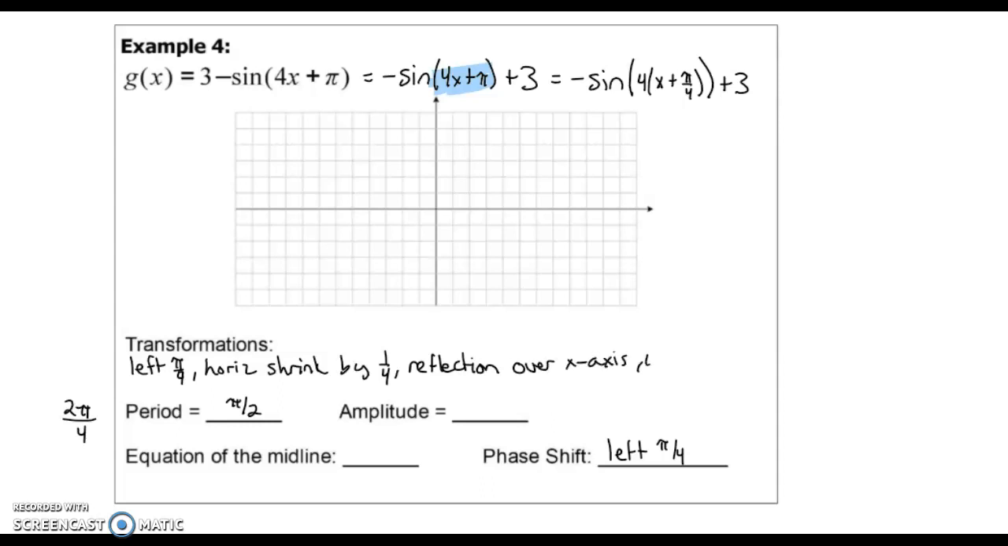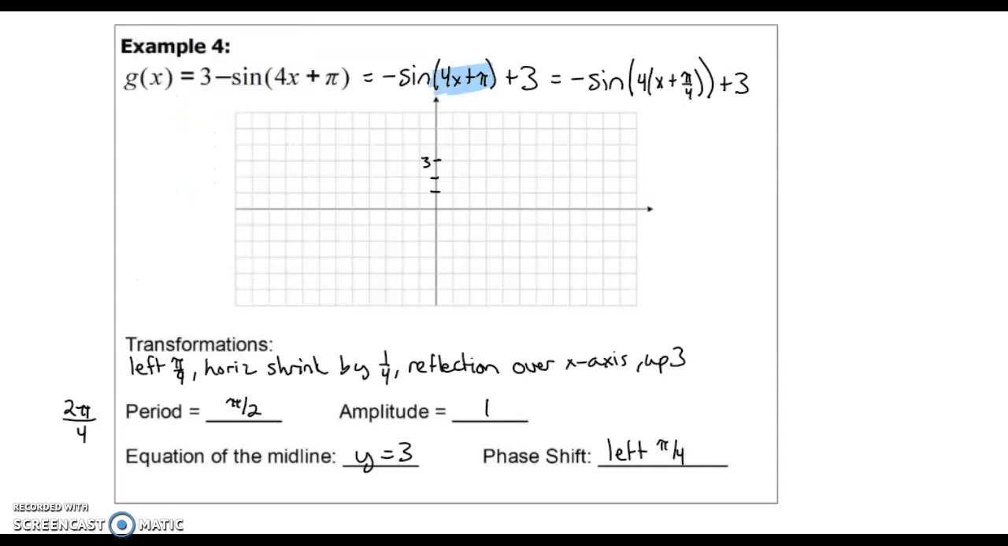And it was moved up 3. That's going to change the equation of our midline. It's going to be y equals 3. Our amplitude is 1 because it did not have a vertical stretch or a vertical shrink. Okay, so the first thing I'm going to do is label this. We are going to need to move up 3. So here's our midline. Let's go ahead and highlight that first.